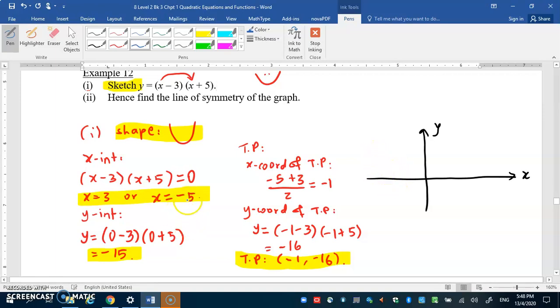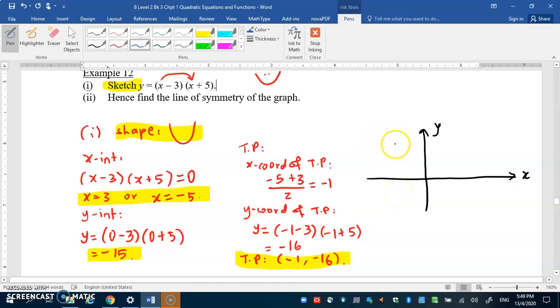Alright, now I must take note where I am actually cutting the x-axis. I'm cutting at -5 and 3, right? So there should be 1 point on the negative x side, and there should be 1 point on the positive x side. Okay, and where do I turn? I turn at -1, -16, which means both are in the negative region. That means my x value is also negative, my y value is also negative. So I must keep all this in mind before I sketch the curve. And I also know that my y-intercept is -15.